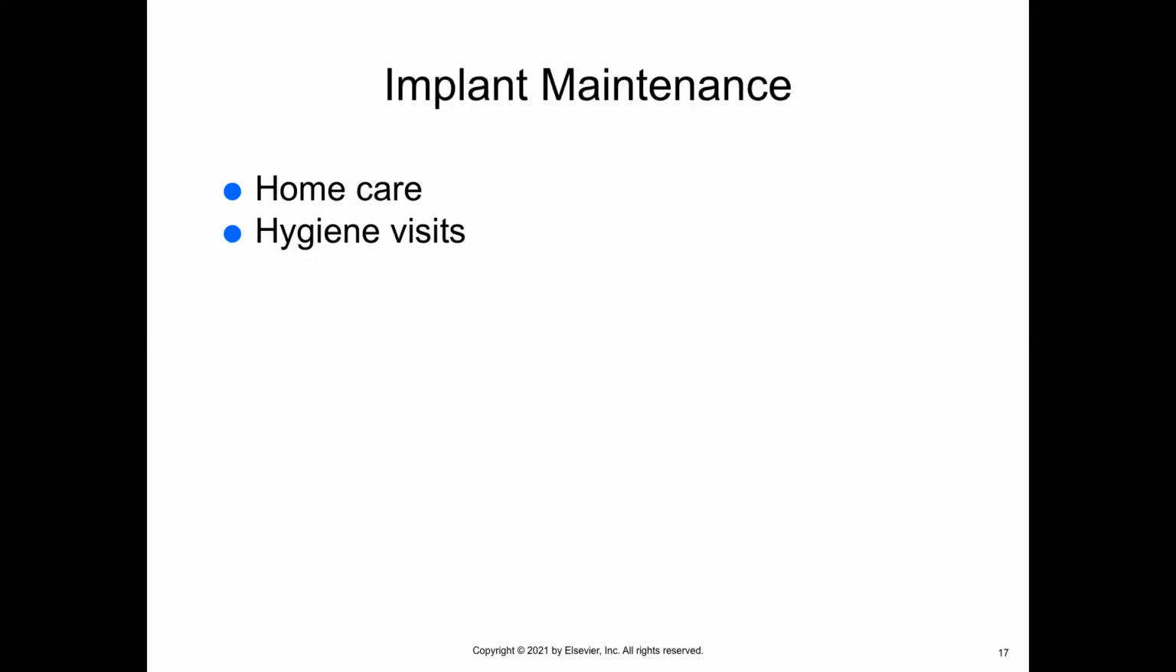Implant maintenance is really key. The implant surface can accumulate plaque and calculus just like our natural teeth. Tissues surrounding the implant, the peri-implant tissues, will become inflamed, and if this isn't controlled, the inflammation and bacterial invasion can progress into the bone, and this is where we get peri-implantitis.